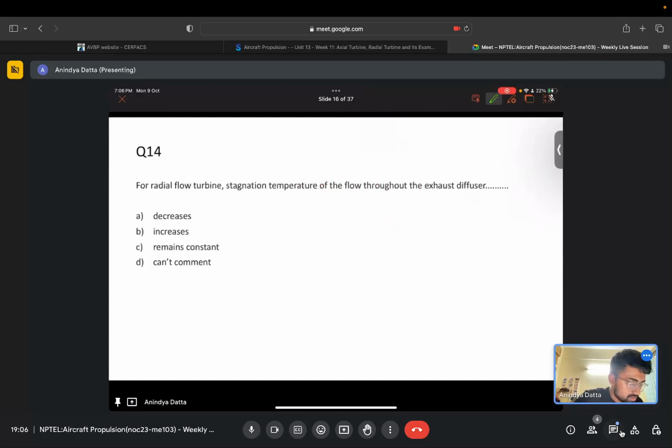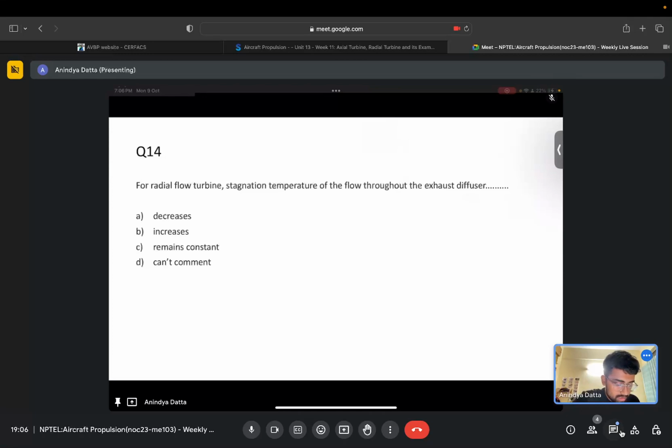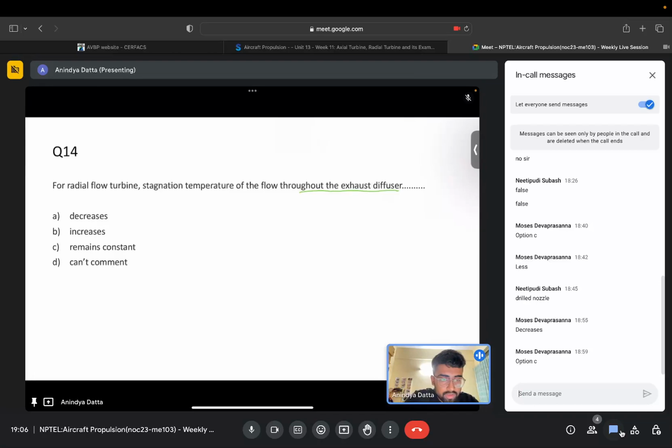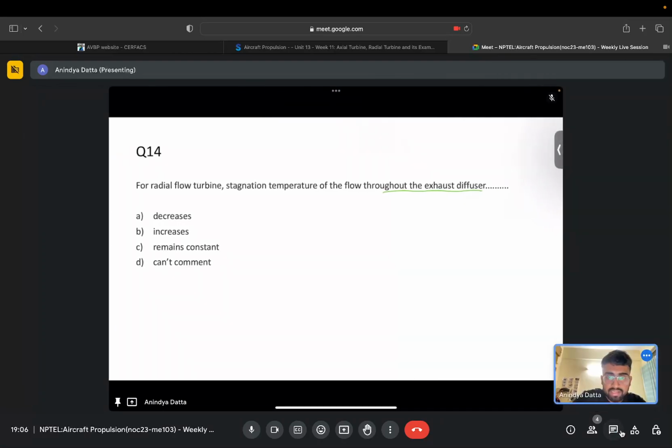Okay, let's go to the next question. For a radial flow turbine, the stagnation temperature of the flow through the exhaust diffuser: the options are decreases, increases, remains constant, and option D, can't comment. Which is the correct answer? What happens to the stagnation temperature across the exhaust diffuser?